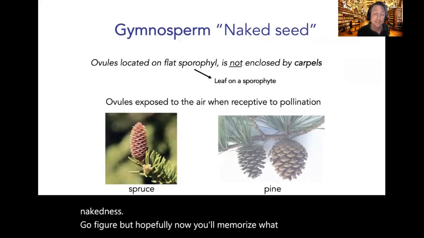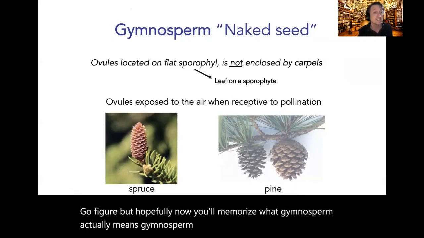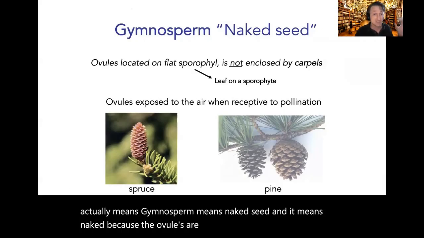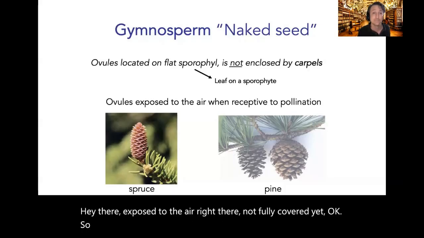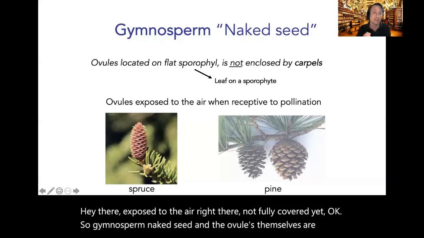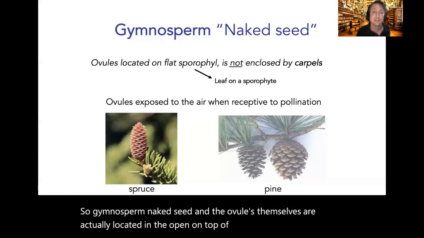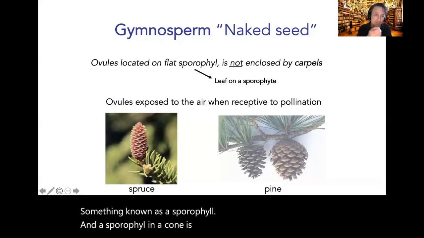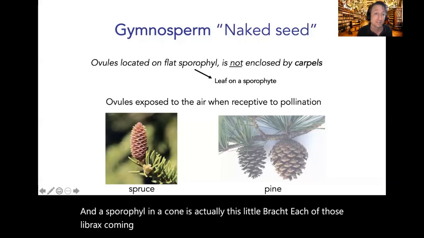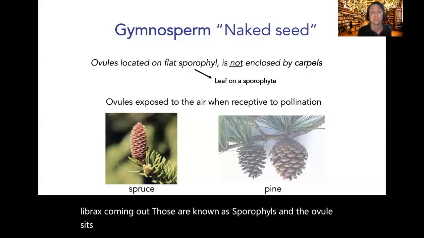Gymnosperm means naked seed, and it means naked because the ovules are exposed to the air. They're not fully covered yet. The ovules themselves are located in the open on top of something known as a sporophyll. A sporophyll in a cone is this little bract. Each of those little bracts coming out is known as a sporophyll, and the ovule sits right on top of that sporophyll.